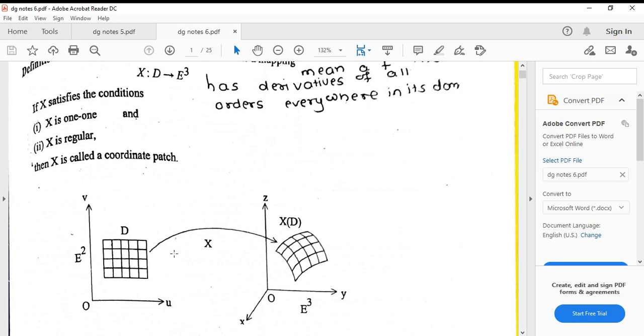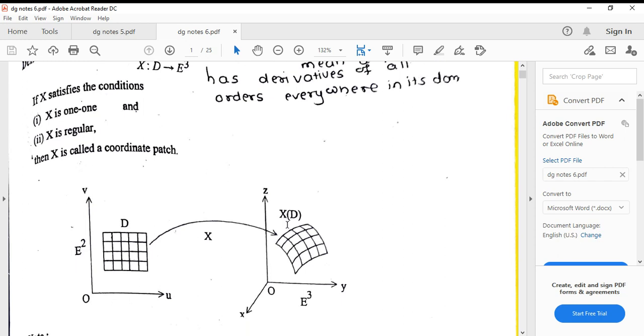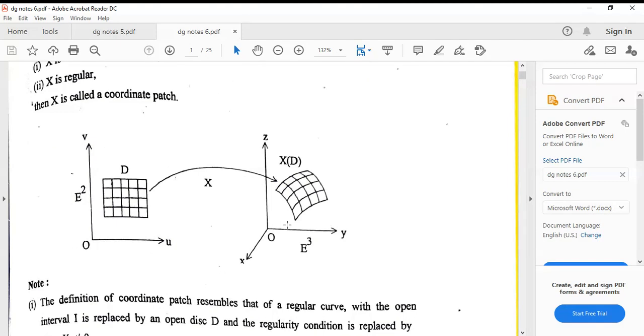Now you can imagine this as a curve alpha. Curve alpha is a function from an open interval I to R3. But instead of having I, we have selected an open set D. D is a subset of E2. What was I? I was a subset of R, mapped to some R3. Okay, so we have to apply some things.